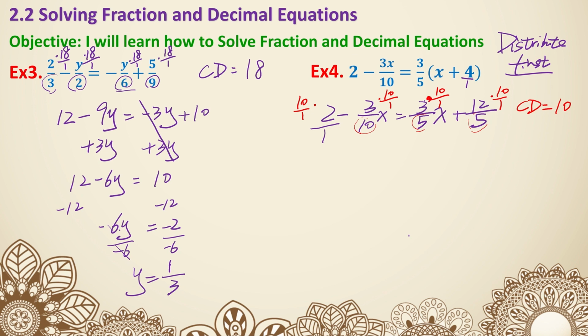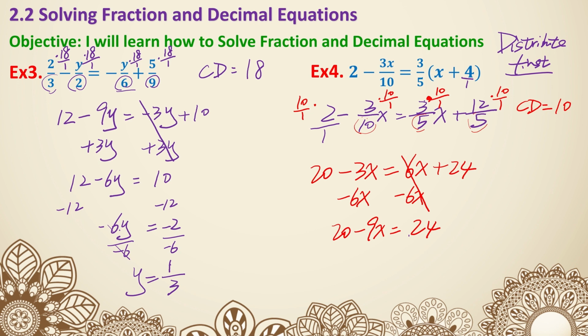So you got a 10 over 1 times 2, that's a 20. 3 over 10 times 10 over 1, that's a negative 3x. 3 over 5 times a 10 over 1, that is a 6x. And then 12 over 5 times a 10 over 1, that is going to be a 24. I keep solving. Move the x over, minus 6x. Okay, and then we got 20 minus 9x equals 24.